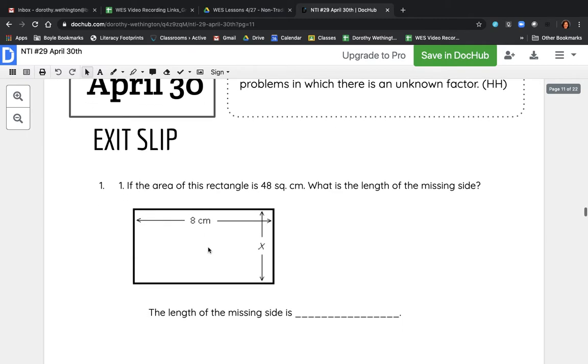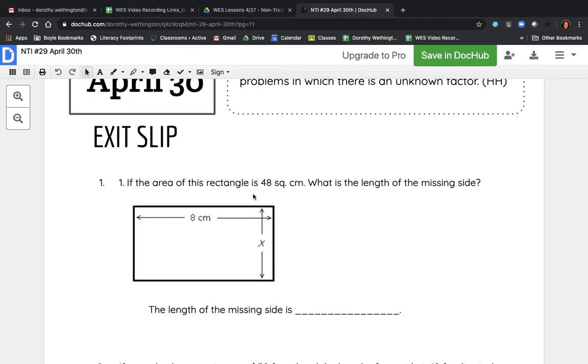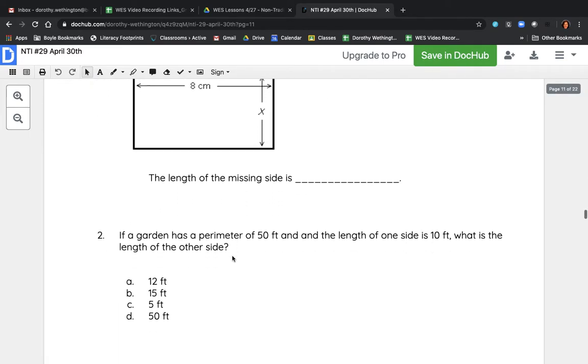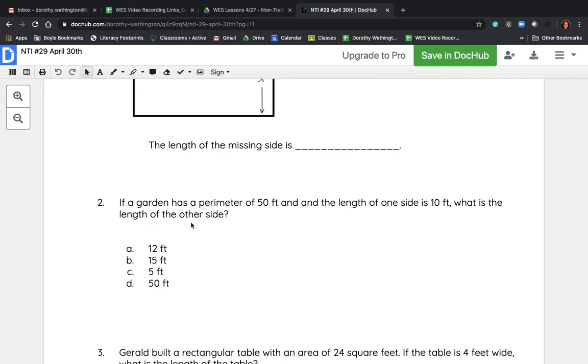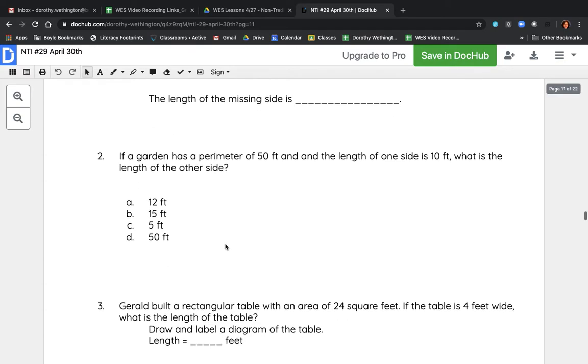Exit slip. If the area of this rectangle is 48 square centimeters, what is the length of the missing side? Question 2. If a garden has a perimeter of 50 feet and the length of one side is 10 feet, what is the length of the other side?